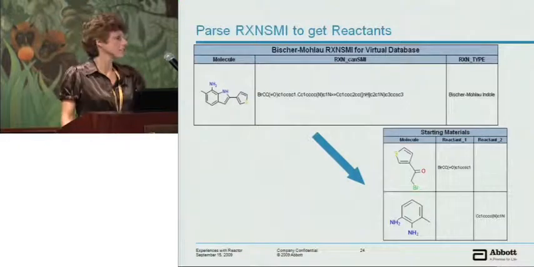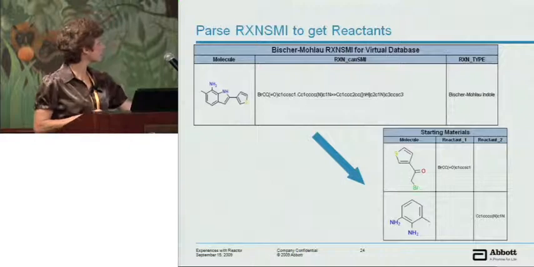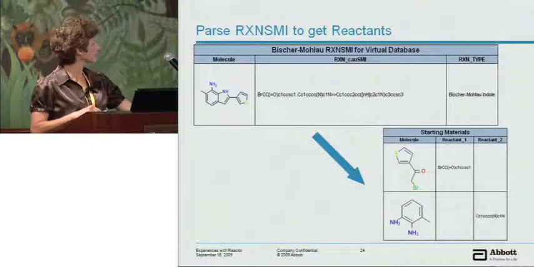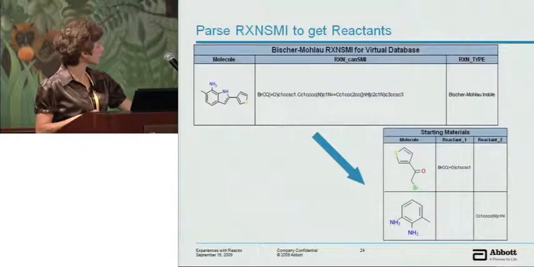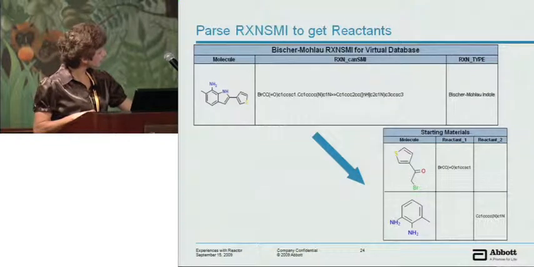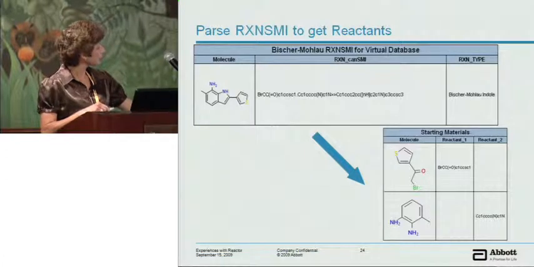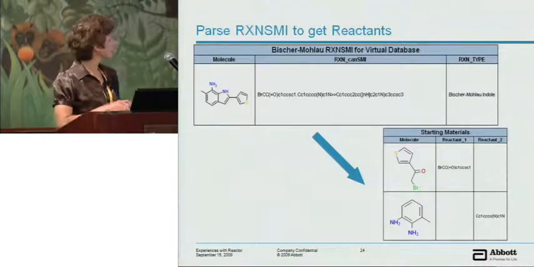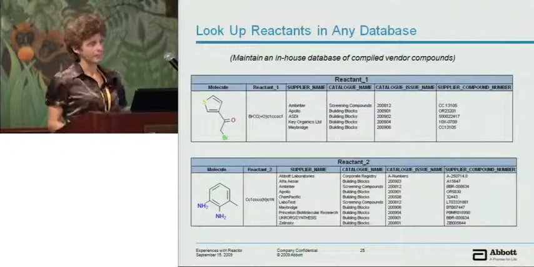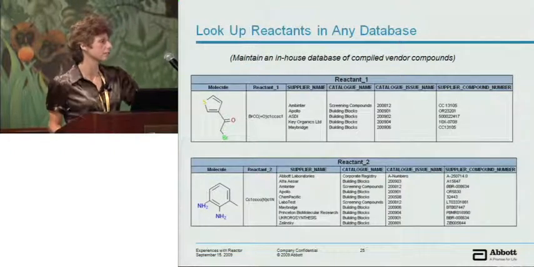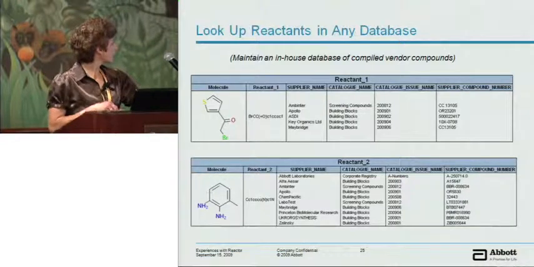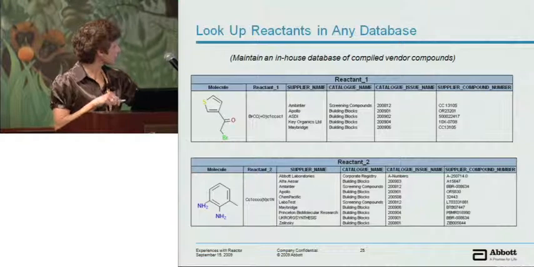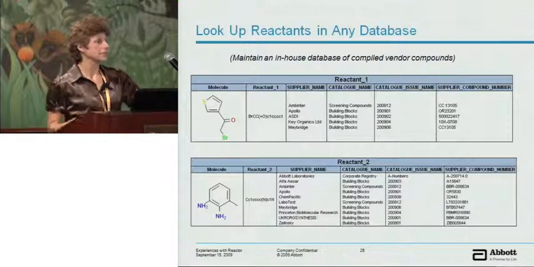But once you've got all this information stored in a database, and if a user hits on this virtual product and decides they want to make it, since we have the reaction SMILES stored with it, it's very easy to parse this out to find out what the appropriate starting materials were to make this product. And once you have the starting materials, you can look them up in any catalog, not just the catalog that was used to generate the library. You can see here, these starting materials are available from several different suppliers, one of them being Maybridge, which was the catalog that I used to generate the library in the first place.